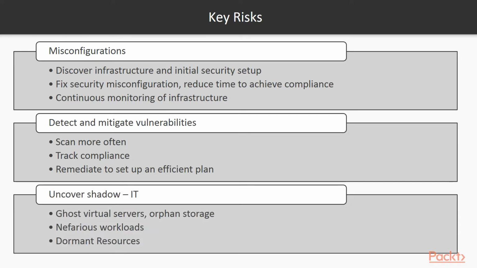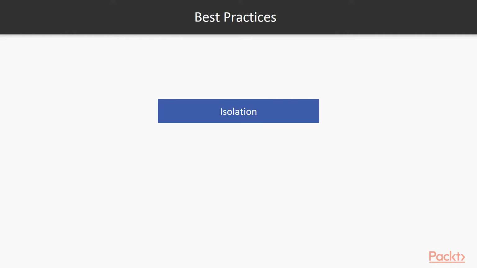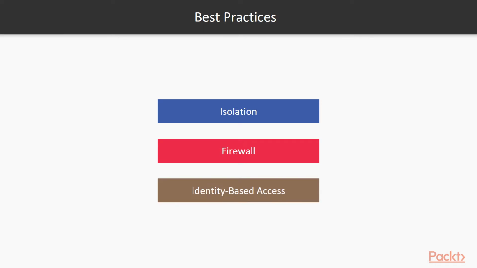You may be surprised to know that it is quite common to uncover hidden assets lying in some corner. Look for such ghost servers or unwanted workloads and take steps to remove them. There are certain best practices which should be followed. Isolate different workloads and tenants. Have a protective firewall around critical resources. It is a good practice to have identity-based access and use techniques like single sign-on.